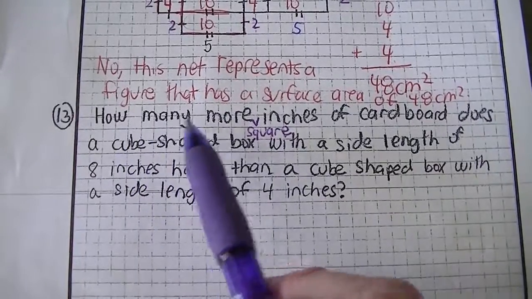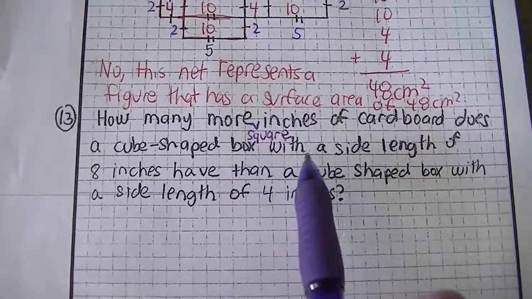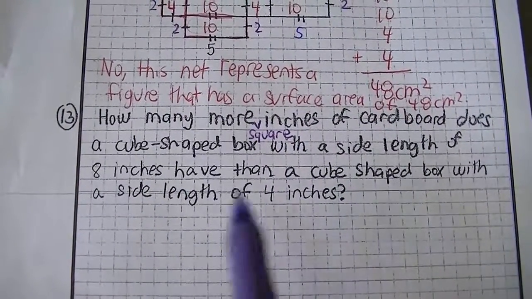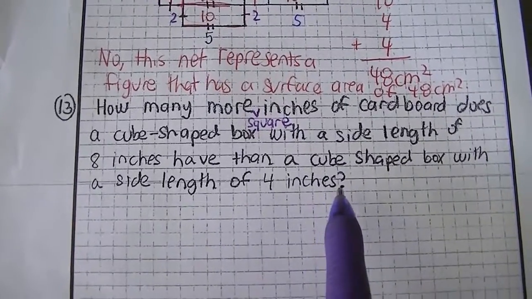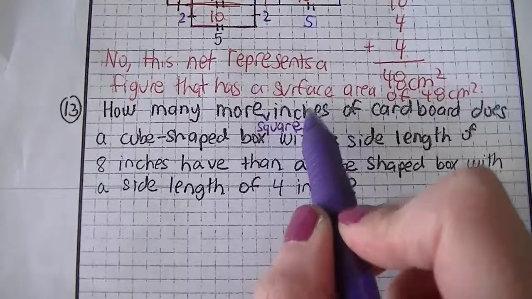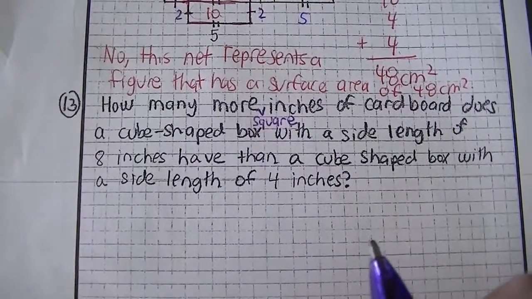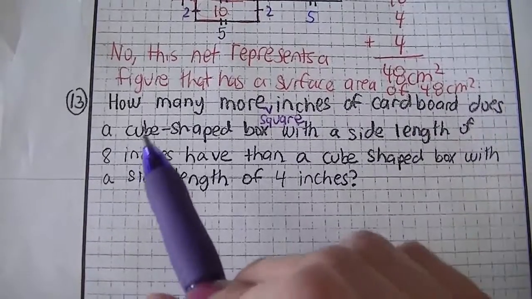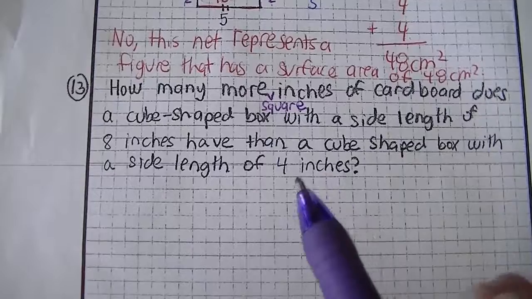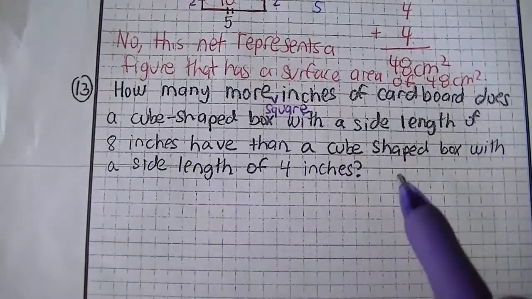13 says, how many more square inches of cardboard does a cube-shaped box with a side length of 8 inches have than a cube-shaped box with a side length of 4 inches? So when I see this phrase, how many more square inches is one than the other, I know I need to find the surface areas of both. I know it's surface area because a cube is 3-dimensional, and you basically just have to find the surface area of each and tell me how much more is in the bigger one than the smaller one.